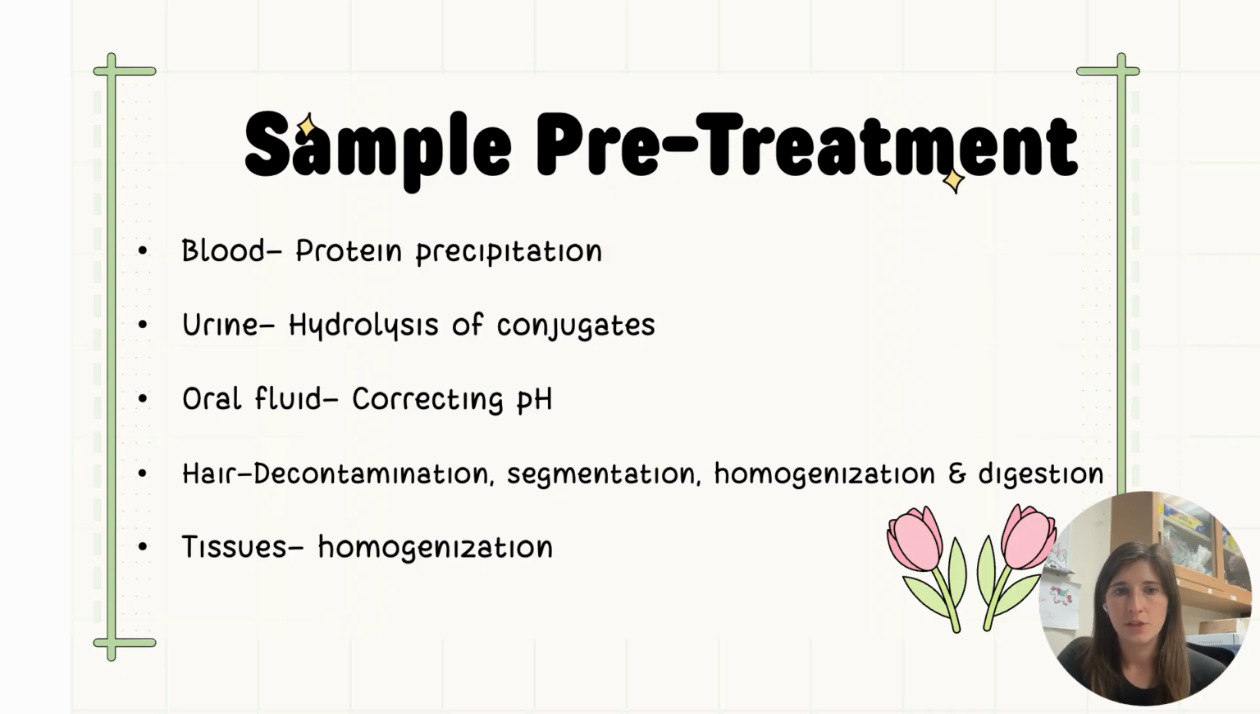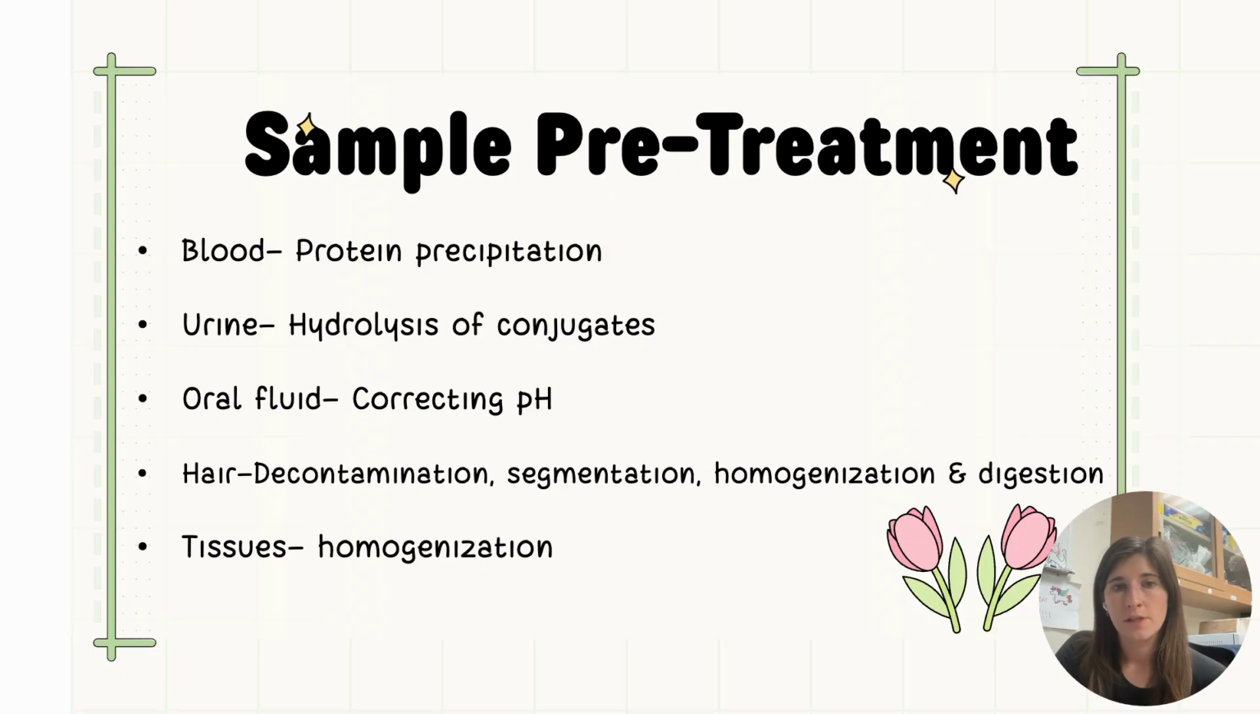For urine, we may have to do hydrolysis, and this is going to be required to get the free drug that's going to be analyzed using certain techniques, because some things such as gas chromatography cannot analyze conjugates. So we have to hydrolyze them so that we're able to then analyze them.